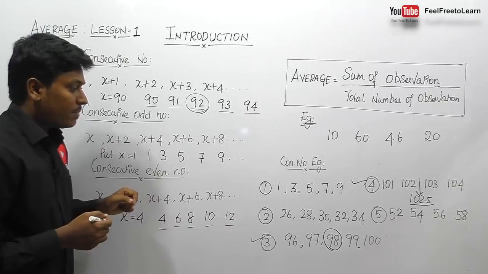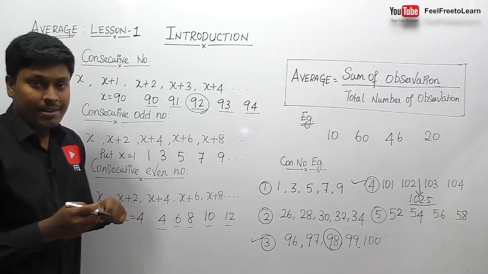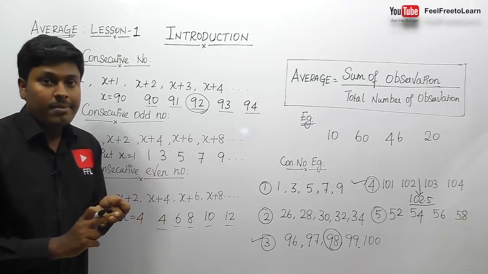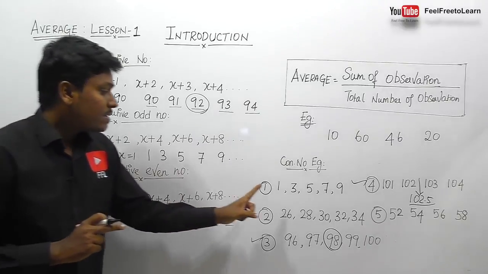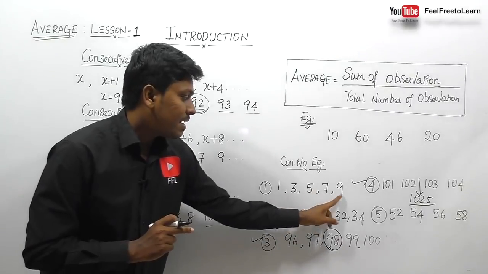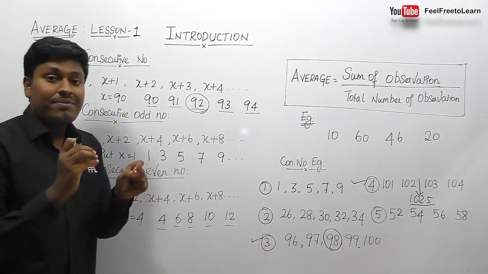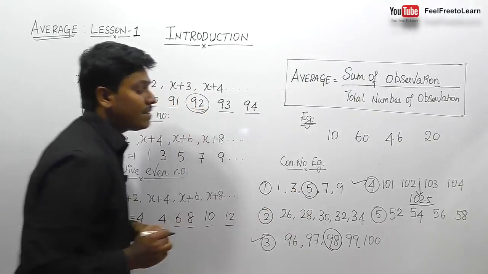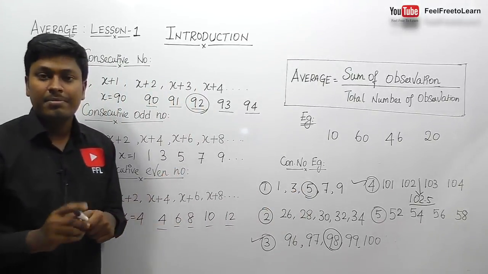Similarly, let me take an example. Example number 1: 1, 3, 5, 7, 9. First of all, we need to check whether it is a consecutive number, consecutive odd number or consecutive even number, right? 1, 3, 5, 7, 9 is a consecutive odd number set, right? If it is consecutive odd numbers, then the center number will be its average. So we can definitely say that 5 will be the average for example number 1.